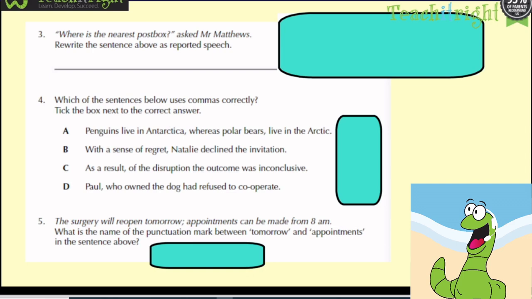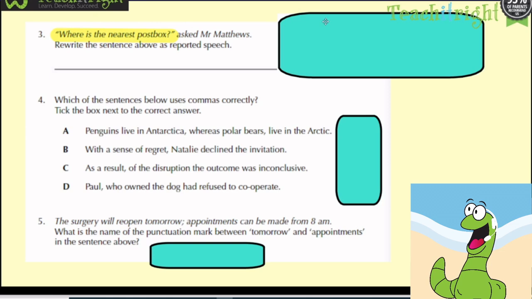Number 3, where is the nearest postbox? Asked Mr. Matthews. You're asked to rewrite the sentence as reported speech. Now, there's a very big difference between direct and reported speech. This is an example of direct speech. It's exactly what the person says. Where is the nearest postbox? So this would be written inside inverted commas, as you can see, enclosing the question.